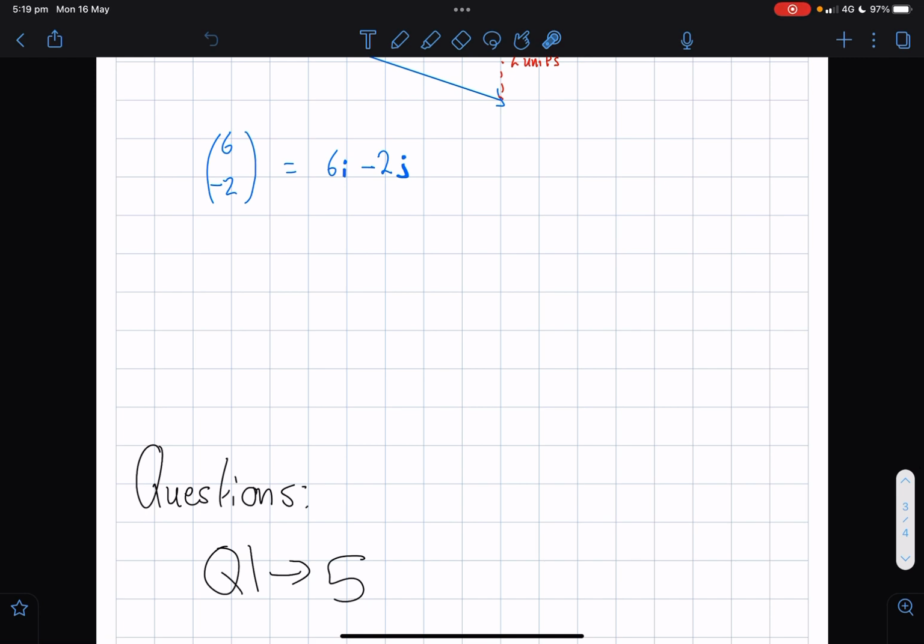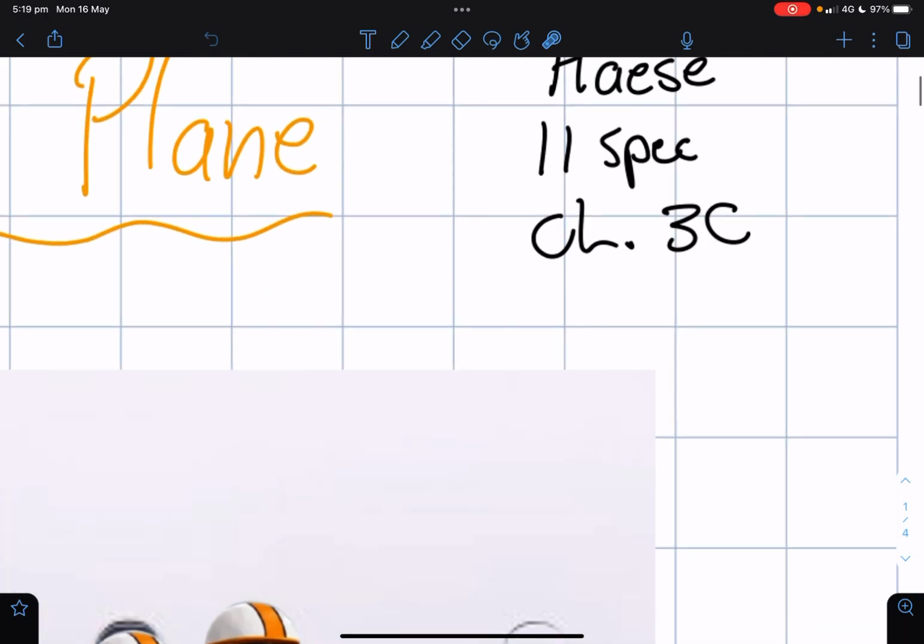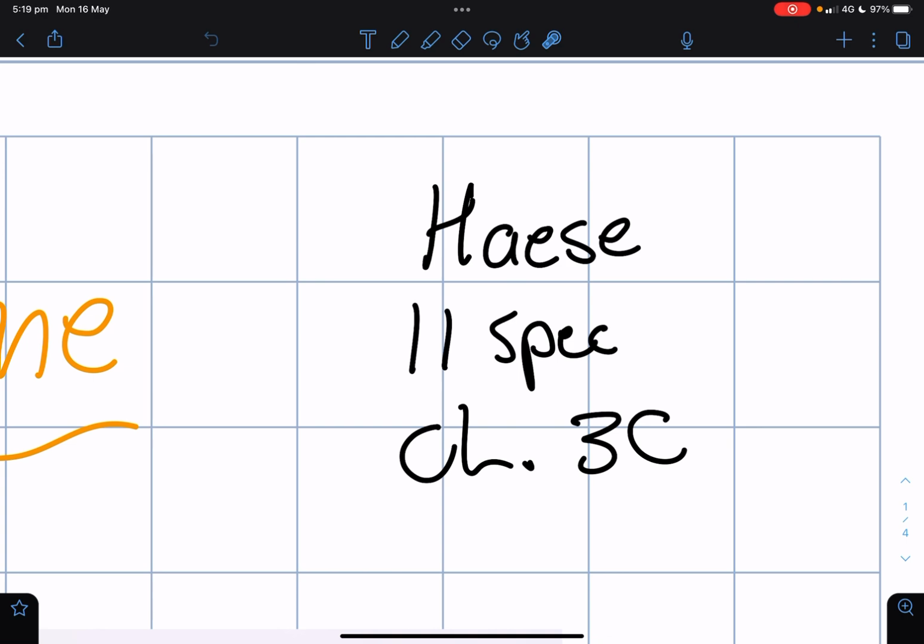So hopefully you guys are able to now attack questions 1 through 5 of chapter 3C in the Hazy 11 Spec textbook, all right?